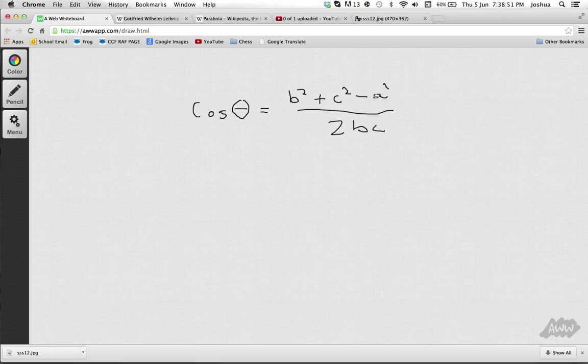And also you just rearrange it so you get a squared is equal to b squared plus c squared minus 2bc cos A. Or actually it's cos A, isn't it? Yeah, it is cos A. So that will just tell you that, but theta or A, same thing.